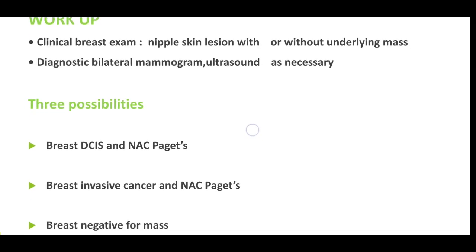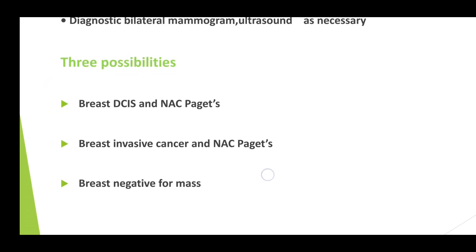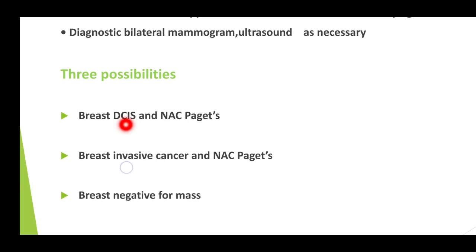So there are three possibilities in which Paget disease is diagnosed: either breast cancer as ductal carcinoma in situ and nipple areolar complex Paget disease, or there may be invasive breast cancer associated with nipple areolar complex Paget disease, or maybe only nipple areolar complex Paget disease without the presence of any mass.